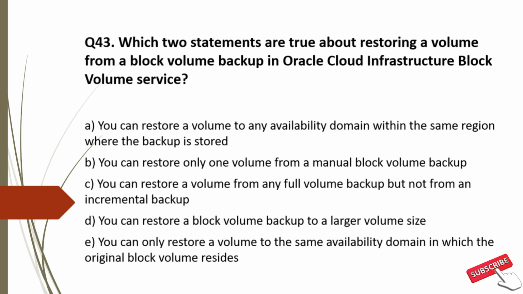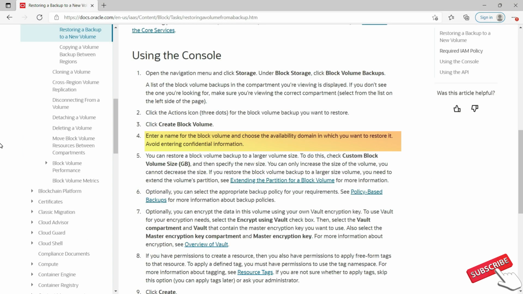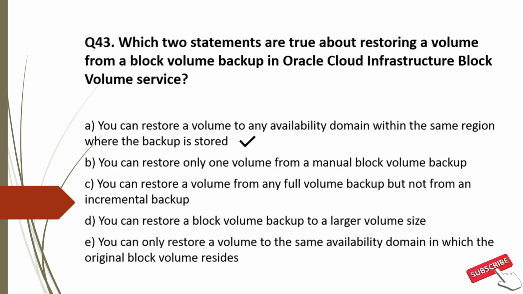Now analyze the options. Option A. You can restore a volume to any availability domain within the same region where the backup is stored. This is correct. You can choose any availability domain within the same region. From the console, you need to enter a name for the block volume and choose the availability domain in which you want to restore it. Option B. You can restore only one volume from a manual block volume backup. No, this is incorrect.